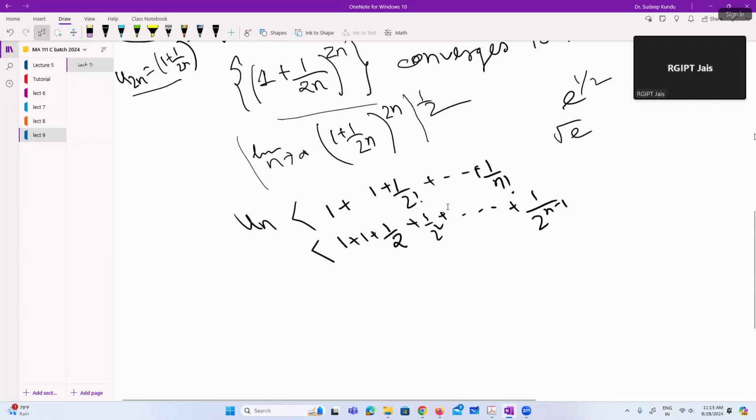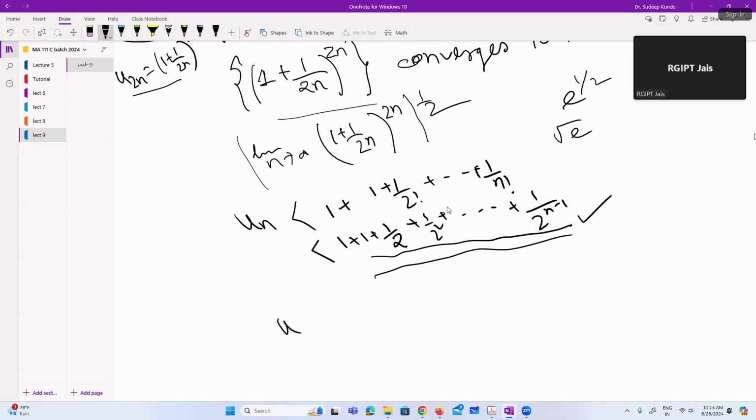And this summation should be, at least you can do that, is it not? So 1 plus this finite series, that you know, right? What will that be? 1 plus 2. Is it clear? Is it clear or not? And this is less than 3. So u_n is less than 3.